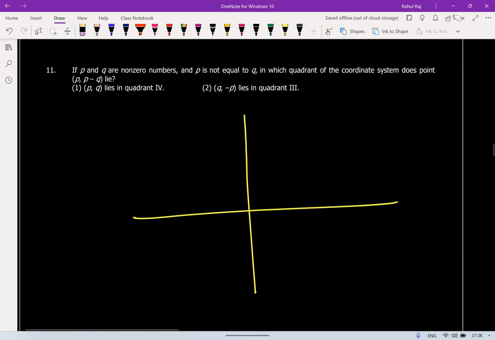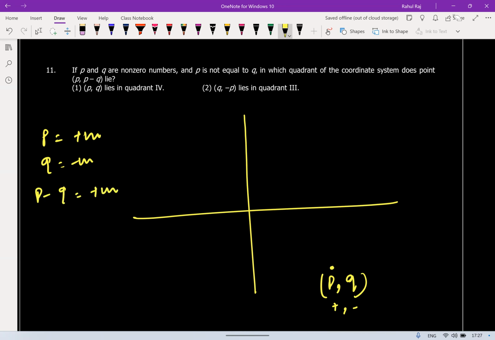Option number 1 says P and Q lie in the fourth quadrant. In the fourth quadrant, P is positive and Q is negative, right? So from statement number 1, I know that P is positive and Q is negative. If Q is negative, P minus Q will be a positive number for sure. So I've got P positive here, and I've got P minus Q positive. So it lies in the first quadrant. That's it. So sufficient.